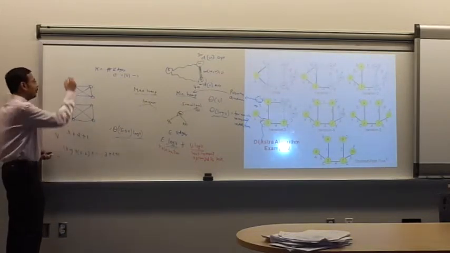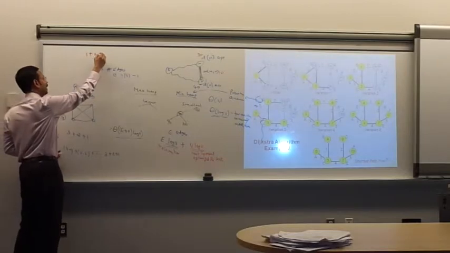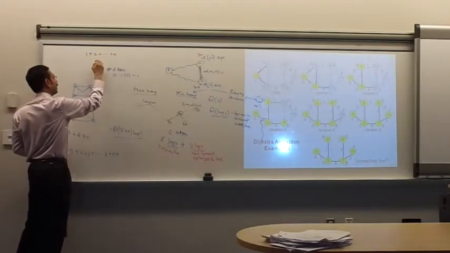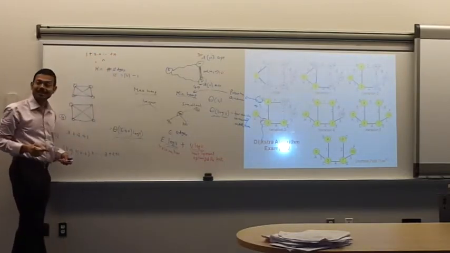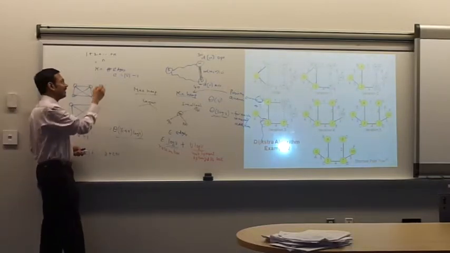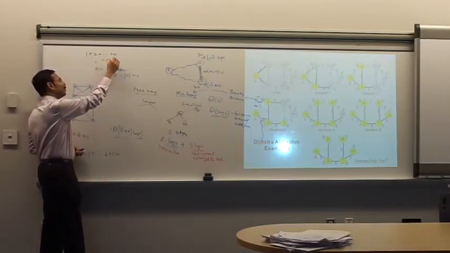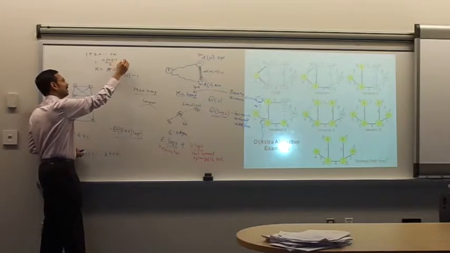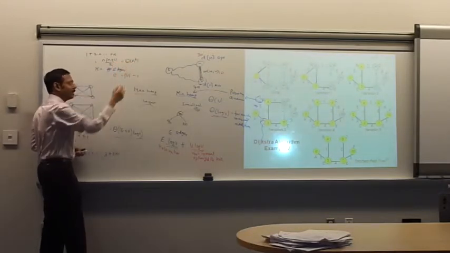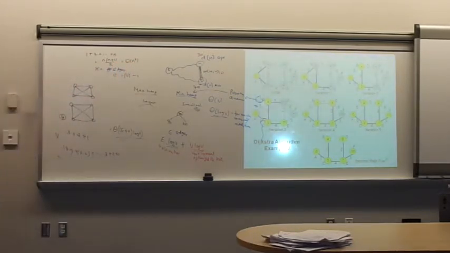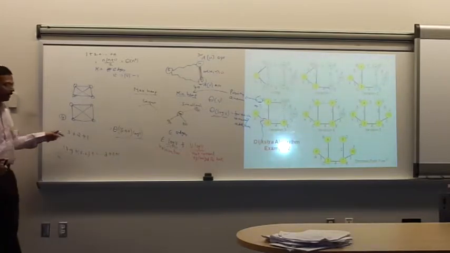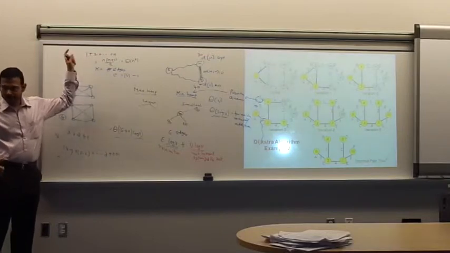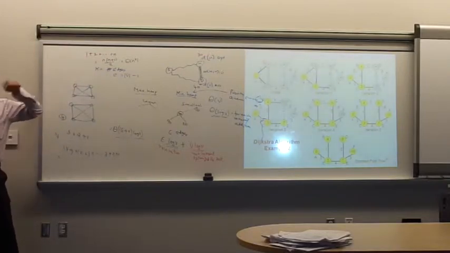So if you have 1 plus 2 plus up to n, it's going to be n times n plus 1 over 2. This is theta of n squared. Okay? So if we have 1 plus 2 up to n minus 1, you replace n with n minus 1.